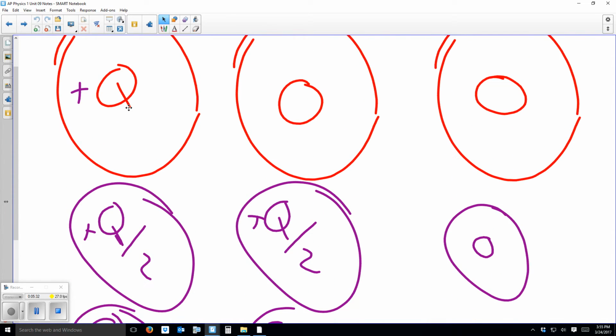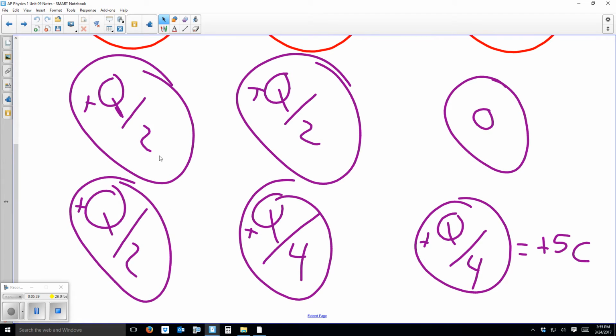That still adds up to be Q, right? That has to be true. Half a Q plus 0 still adds up to Q. And then again, we touched the second one now to the third one, and we still add up to Q. We don't lose any of that charge. We have to keep the same amount.